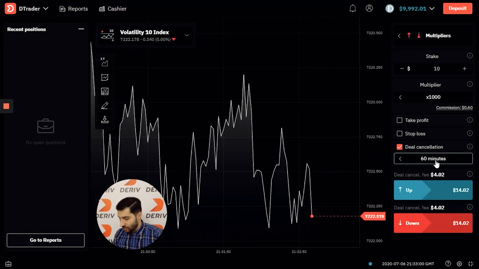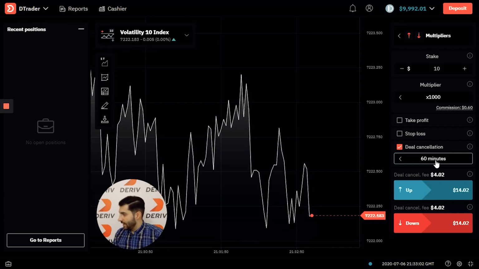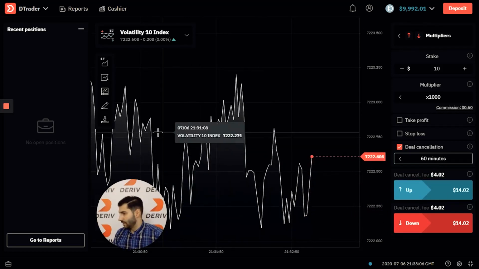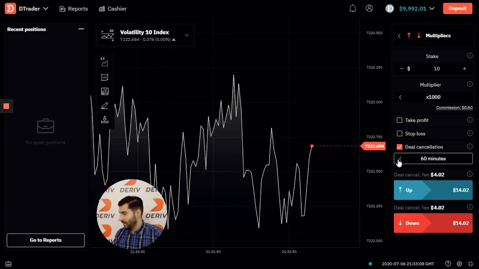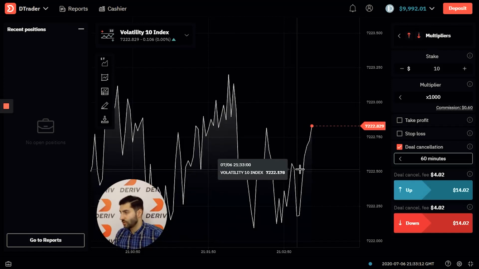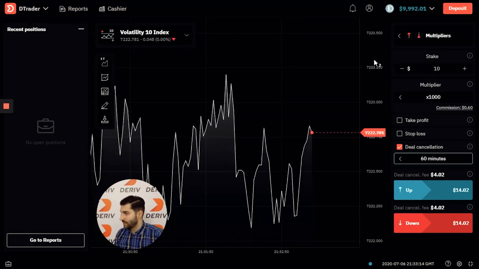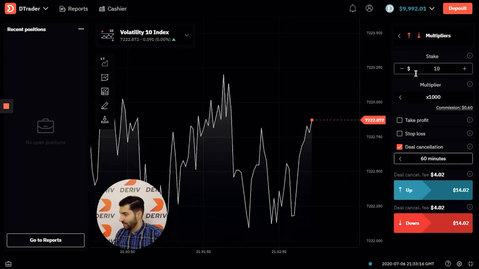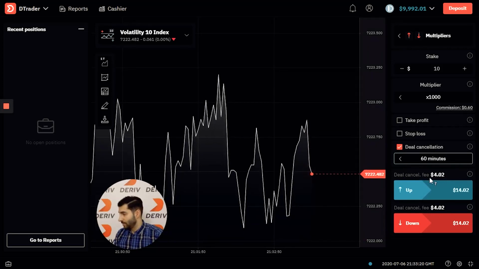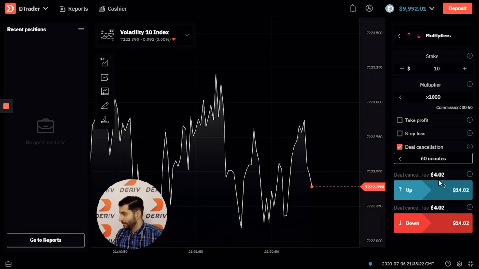One is deal cancellation. So deal cancellation basically allows you to, let's say I select an up contract here, and the market continuously moves against me. It allows me, at any point during this duration, to close the contract and receive my entire stake back. So I don't have to lose money there. However, in order to have this option available, I do have to pay a deal cancellation fee over here.